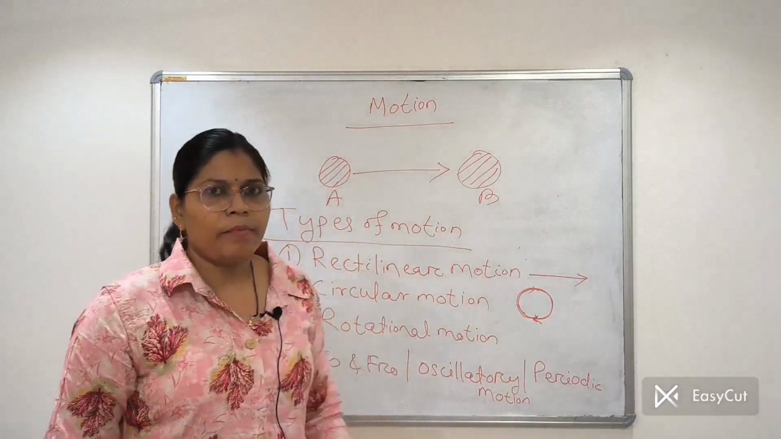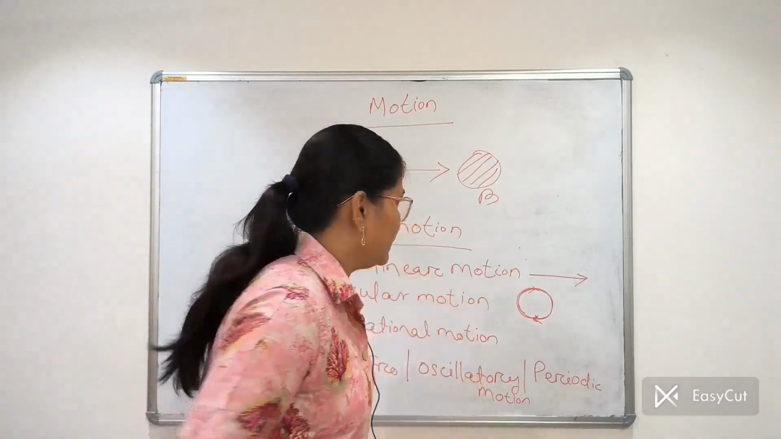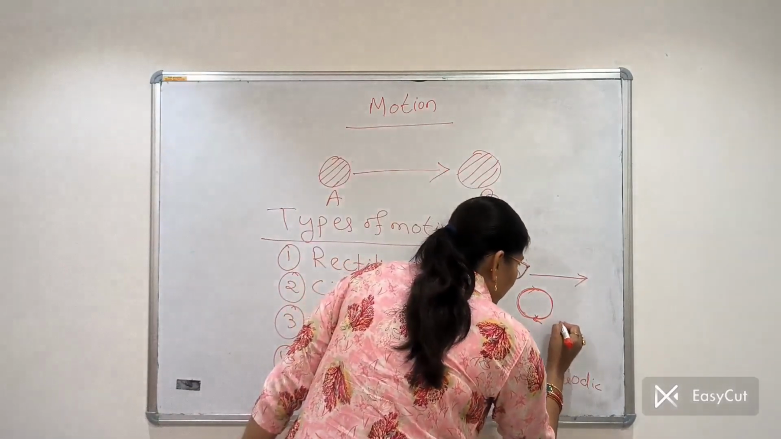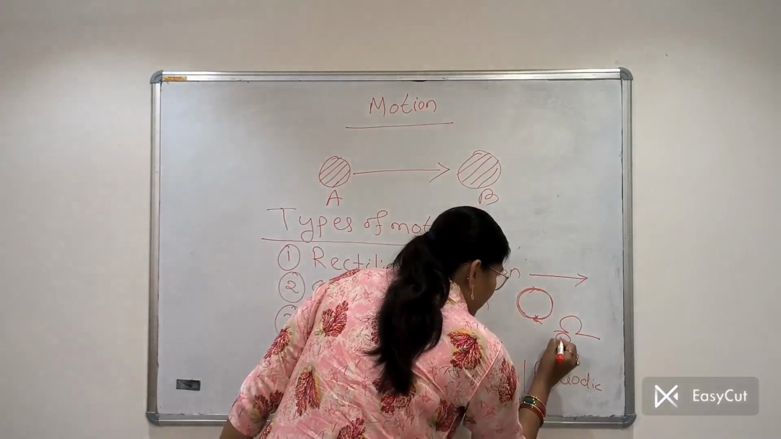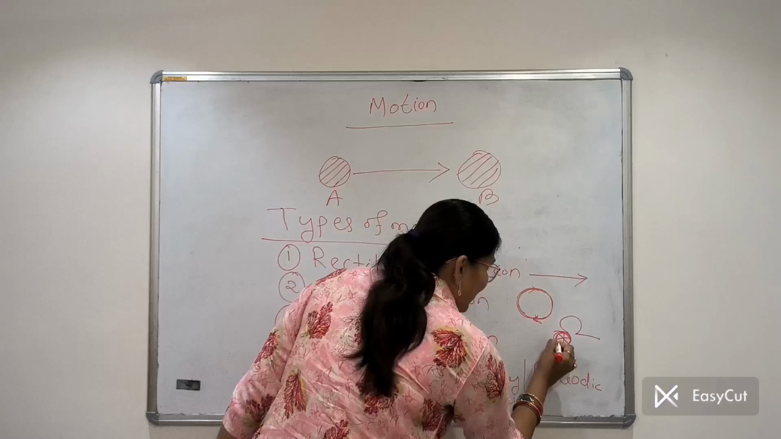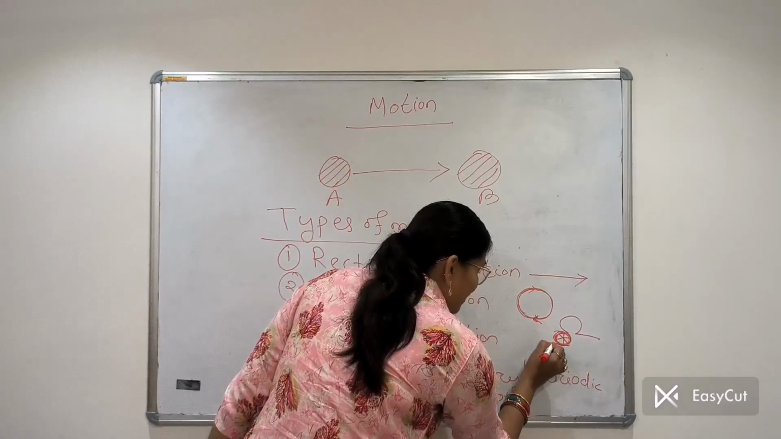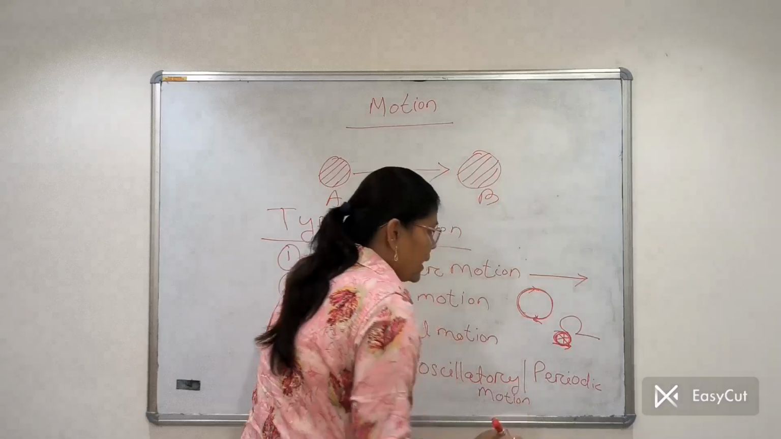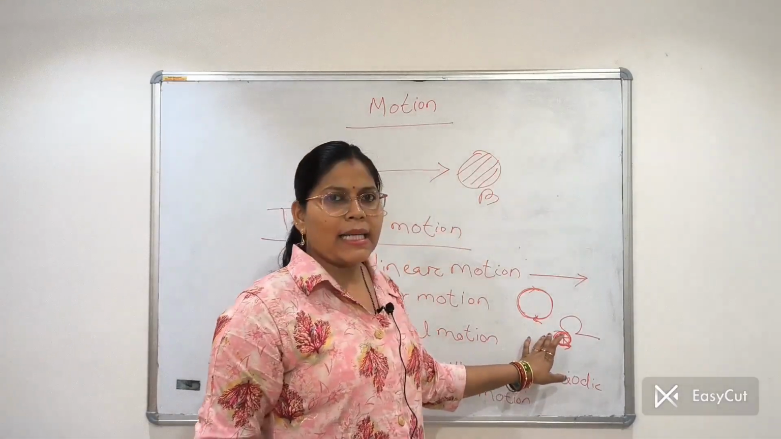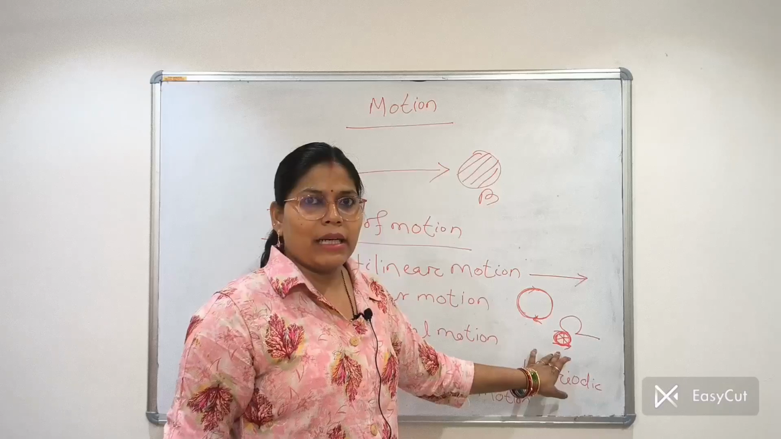For example, the motion of the wheel of the car. See, this is a car, for example. These are the wheels. So, here the wheel of the car is moving in a circular path. Here rectilinear motion is also occurring. That means the wheel of the car is moving in circular motion as well as in rectilinear motion.